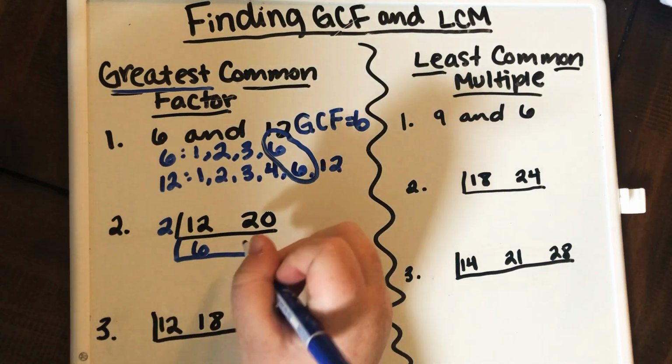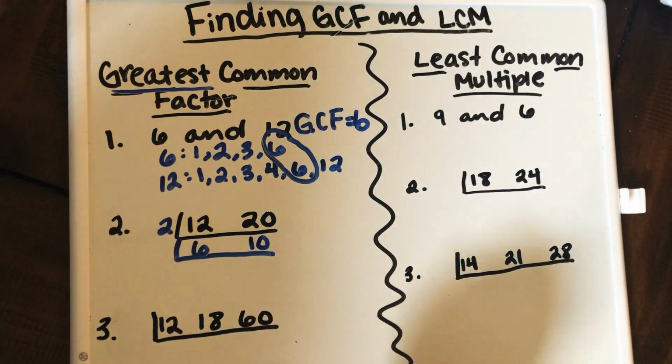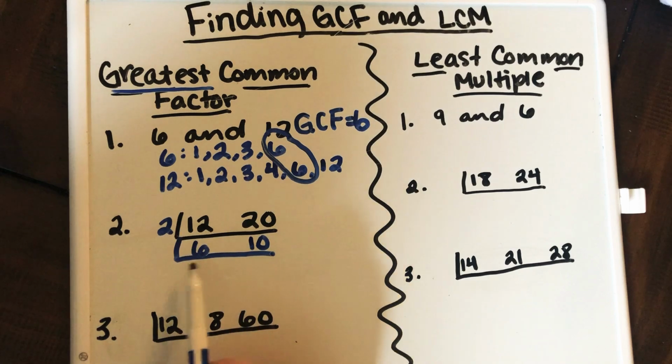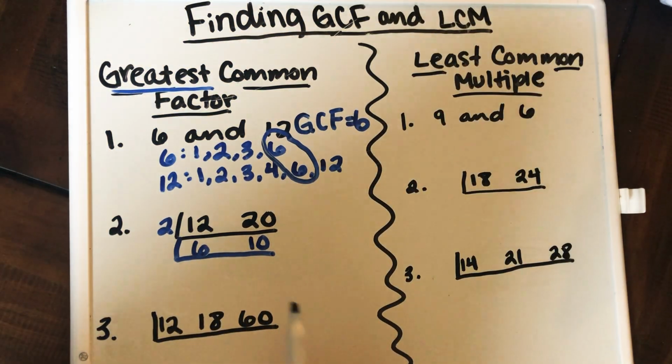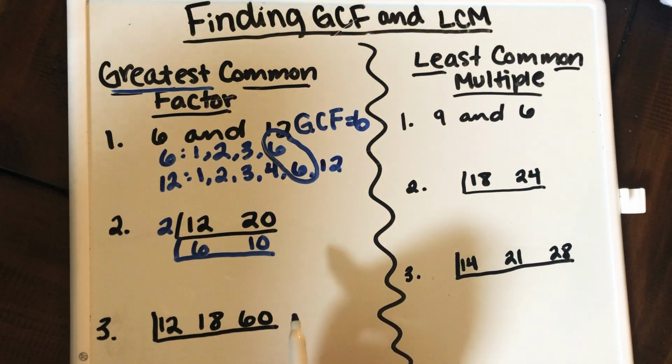20 divided by 2 is 10. So now we've got this second rung in our ladder. You're going to repeat this first step over and over again until you have all prime numbers.